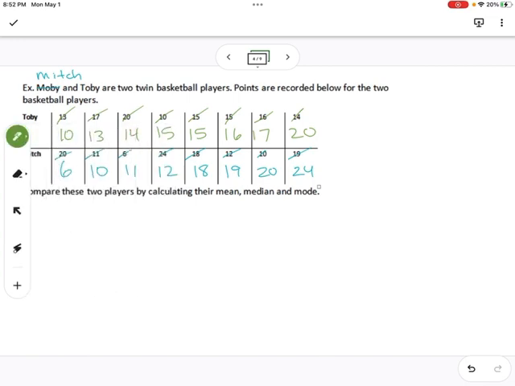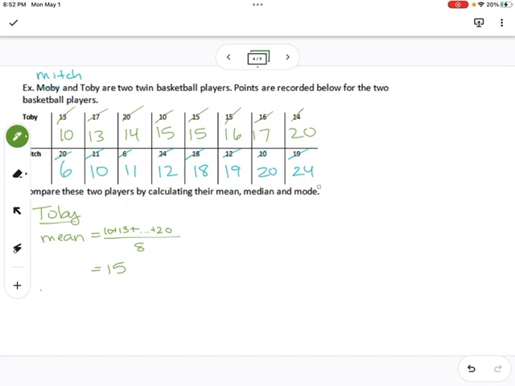Okay, so if we first do Toby's calculations, the mean, we're adding up all the numbers. So 10 plus 13 plus 14 plus 15 plus 16 plus 17 plus 20 divided by our number of numbers. So that's 1, 2, 3, 4, 5, 6, 7, 8. Okay, so adding all those up, and dividing by 8, we get 15.